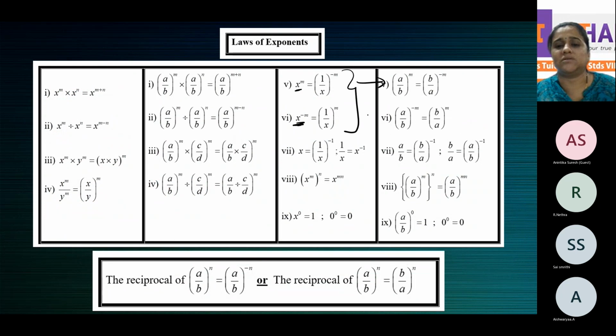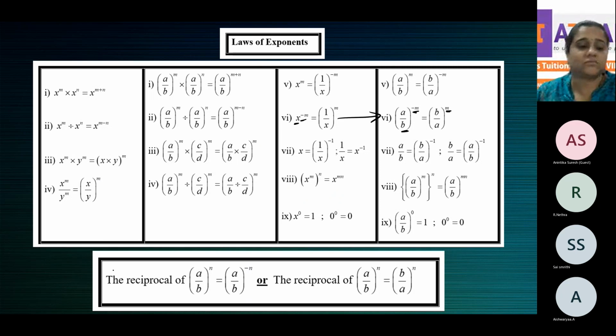So it's the same here. Instead of x, I've used a by b. X to the power m, a by b to the power m. Reciprocal of the base, b by a. Negative of the power, minus m. Same thing here. X is written as a by b and the power minus m here. So reciprocal of the base, b by a. Negative of the power, minus m becomes plus m. So they're the same.